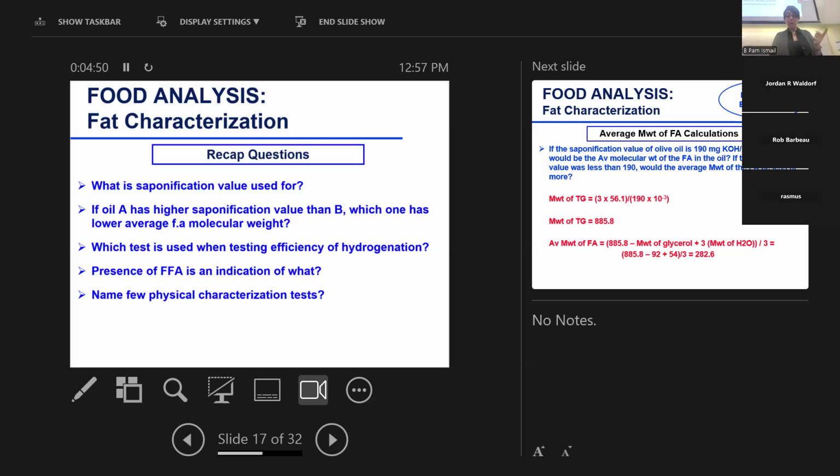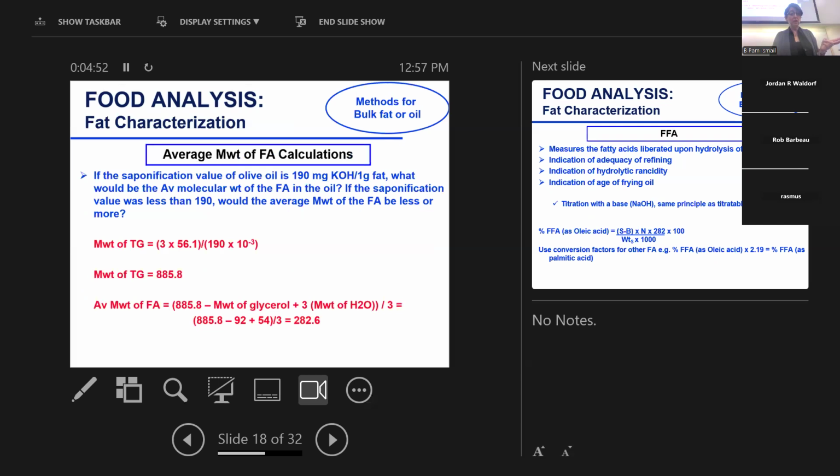Also, remember the equation. So here's the equation. That's what we solved last time. You can take a picture of it if you wish, but it's molecular weight of triglycerides. So in the denominator, you have the 190. That is the saponification value in the denominator. So it's inversely proportional. Yeah, if you want, this is what we solved at the end of lecture last night.